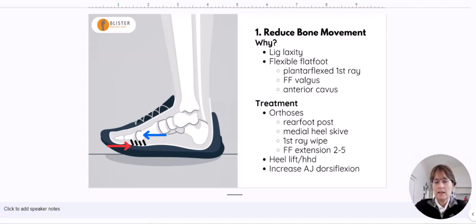When it's the first metatarsal head, we're trying to save from blisters with a forefoot valgus or a plantar flex first ray. A heel height differential on the shoe and or a heel lift can help. It assists the windlass mechanism and sort of prevents excessive arch flattening. And we can try and increase ankle joint dorsiflexion if that is limited through stretches and mobilizations.